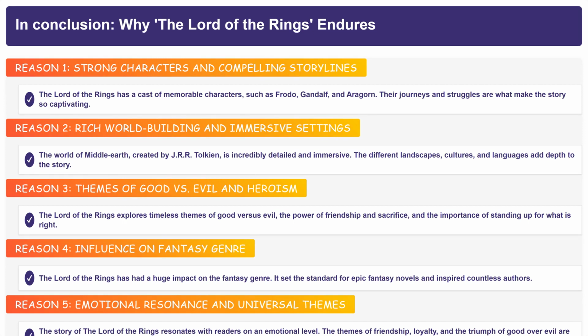The key points discussed throughout the video are: The Lord of the Rings continues to captivate readers and stands the test of time. The reasons for its enduring popularity include strong characters and compelling storylines, rich world-building and immersive settings, themes of good versus evil and heroism, its influence on the fantasy genre, emotional resonance and universal themes, and engaging storytelling and masterful writing.